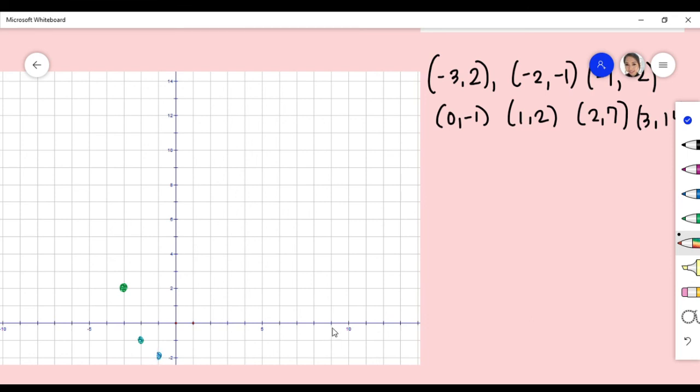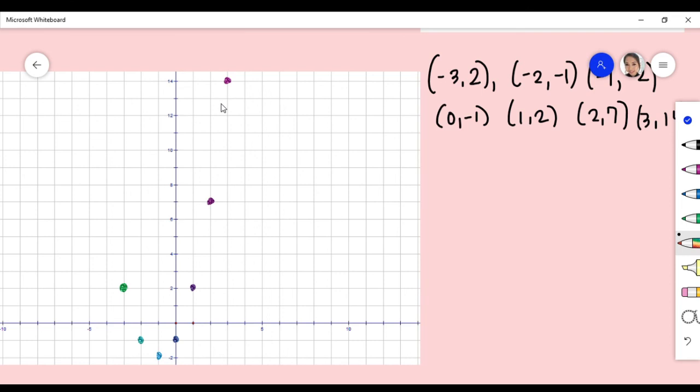Next, we have 0 and -1. This is 0, then -1, you move down. 1 and 2, so this is our positive 1. Move up for 2. And then we have 2 and 7, these are 2. Our 7 is here. Next, 3 and 14. This is our 1, 2, 3. 14 is here.